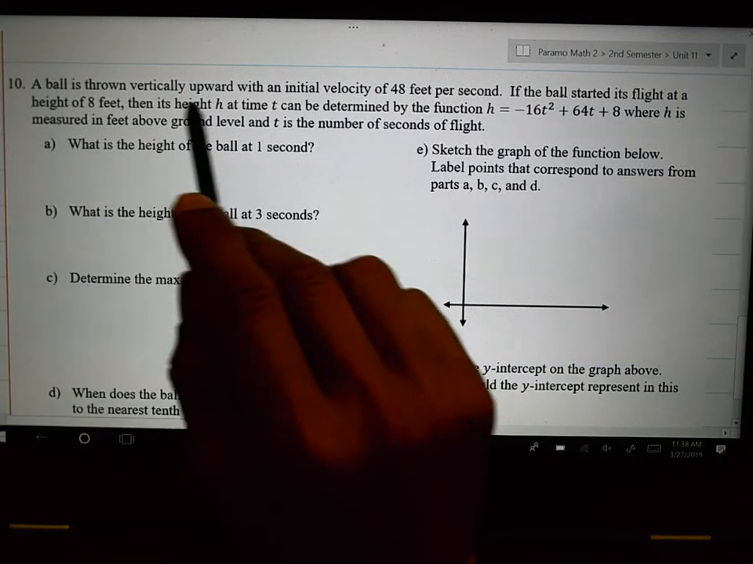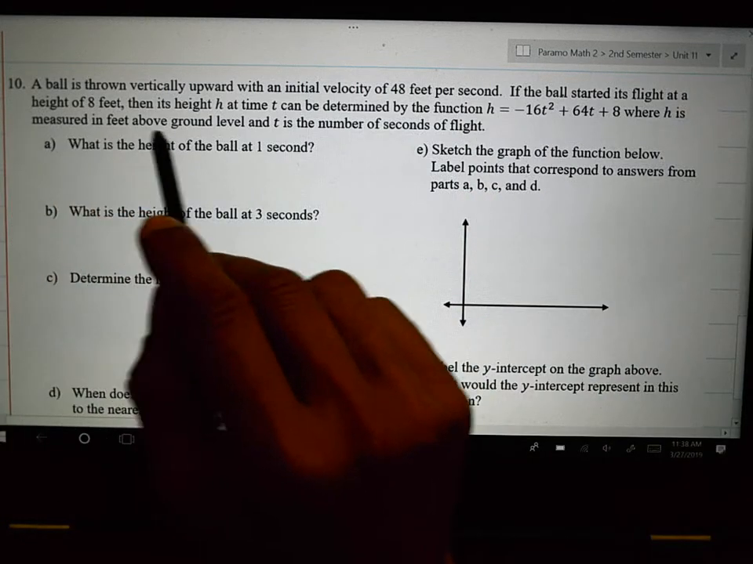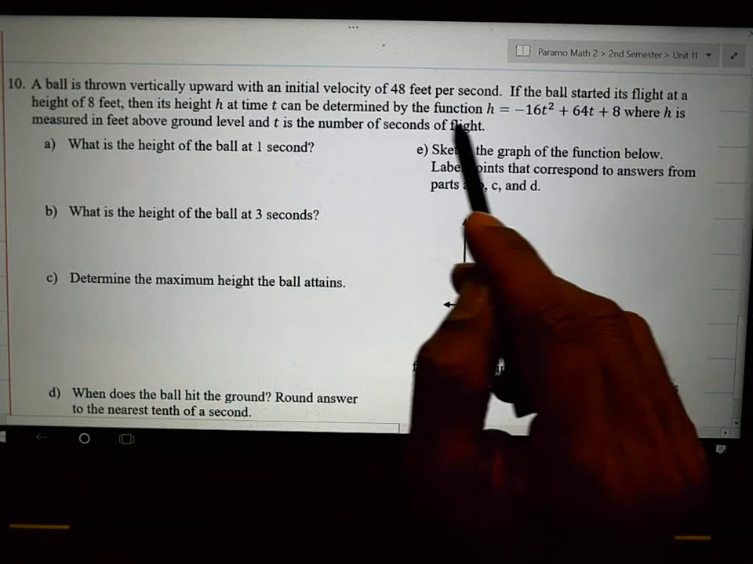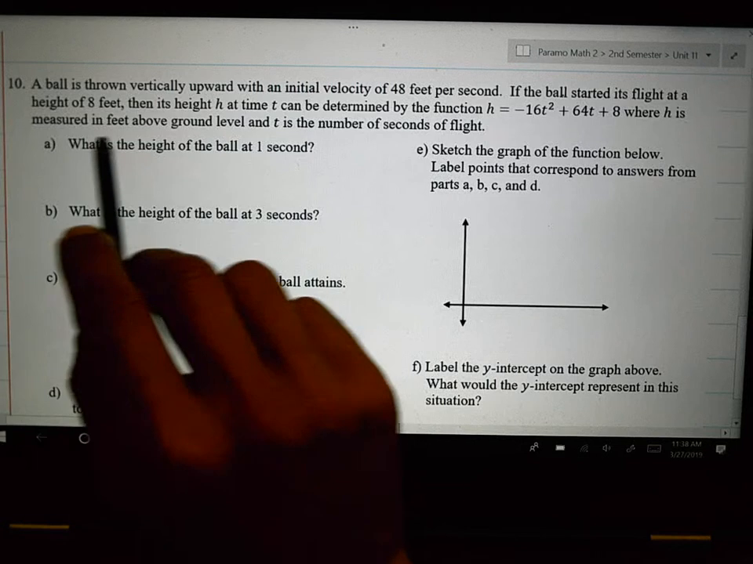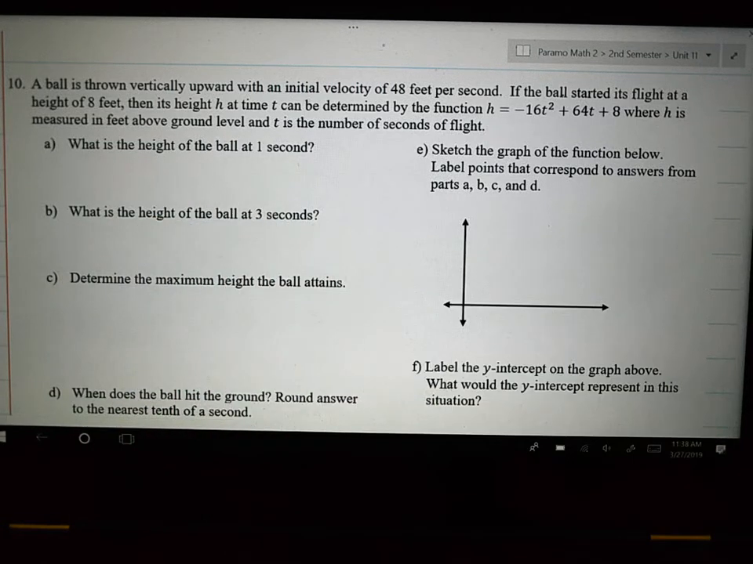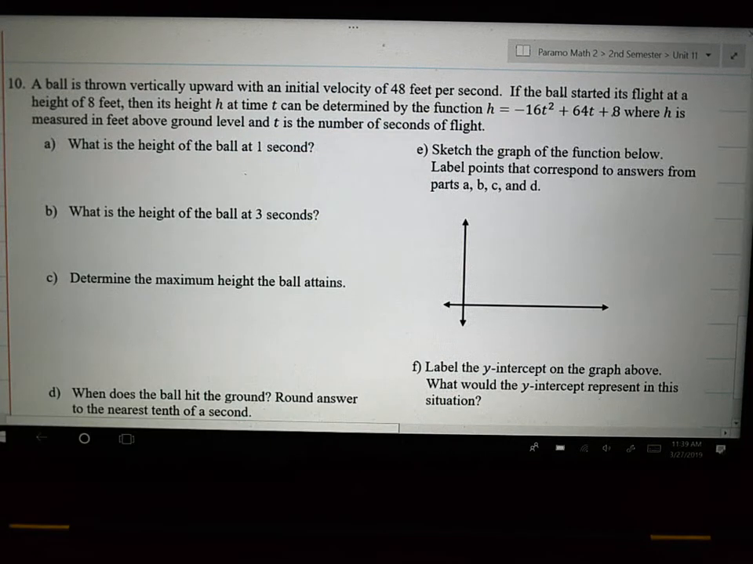A ball is thrown vertically upward with an initial velocity of 48 feet per second. If the ball started its flight at a height of 8 feet, then its height, h, at time t can be determined by the function h is equal to -16t squared plus 64t plus 8, where h is measured in feet above the ground level and t is the number of seconds in flight. Who uses this? Physicists. People who are trying to calculate where a rocket might land, or people who are doing measurements of where things would be or what the path would be like. This is something that you guys could do too with this kind of math that you know.